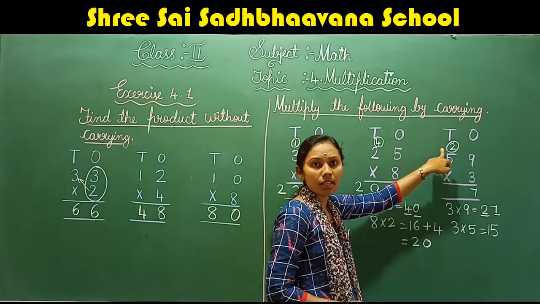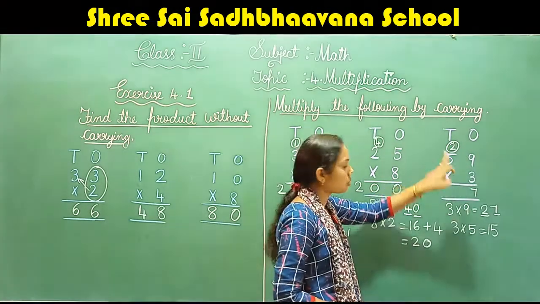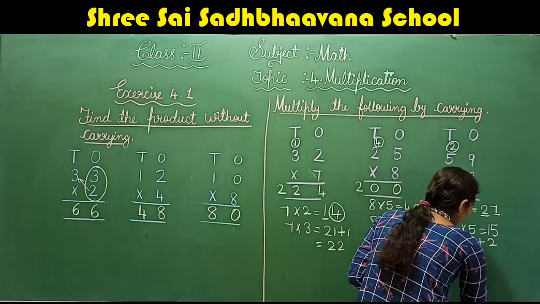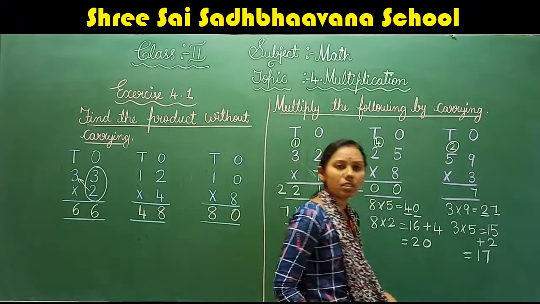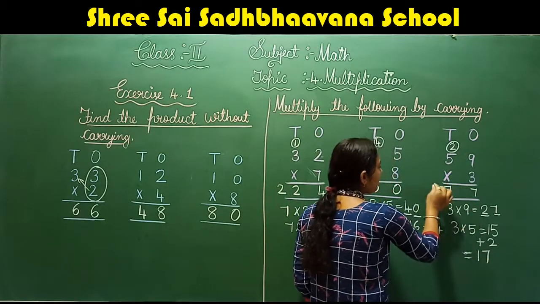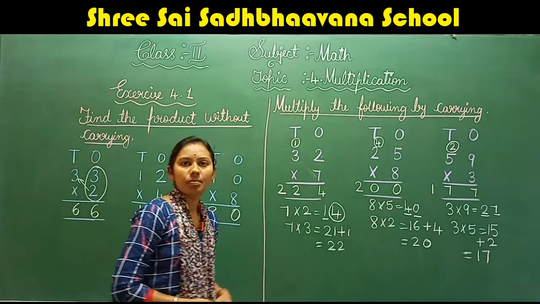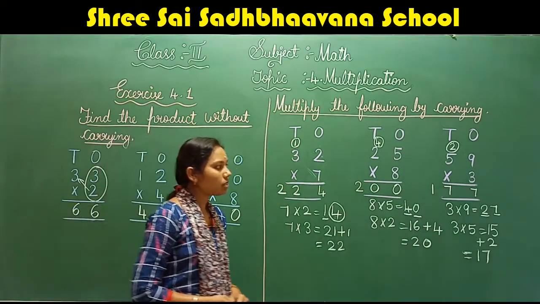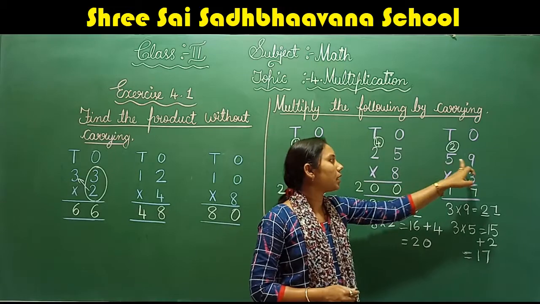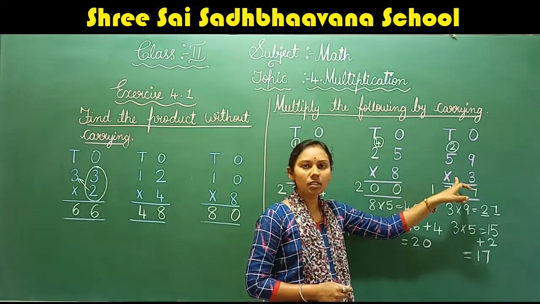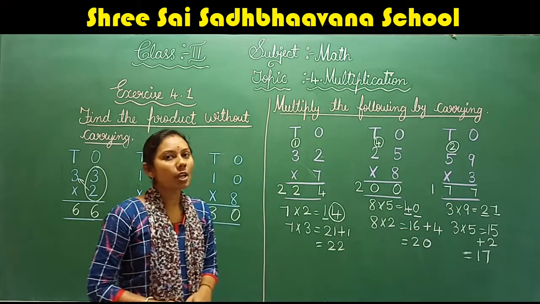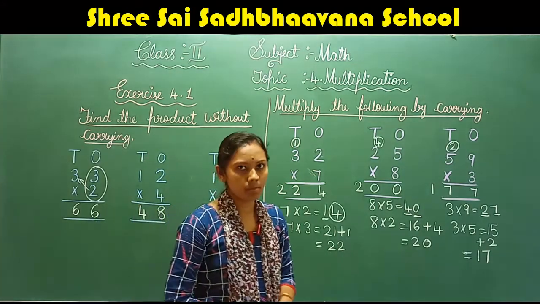3 fives are 15. Okay. So for 15, we can see the carryover 2 is there, so we have to add that 2 to the 15. 15 plus 2, what answer will you get? 17. Okay, so here 7 in the tens place, 1 in the hundred place. Okay children, so we got the product 177 when we multiply 59 by 3. Okay, I hope you understood this. Now let us move to the next problem.